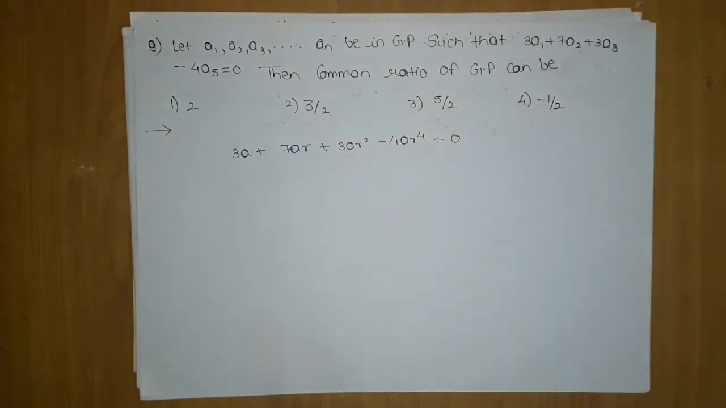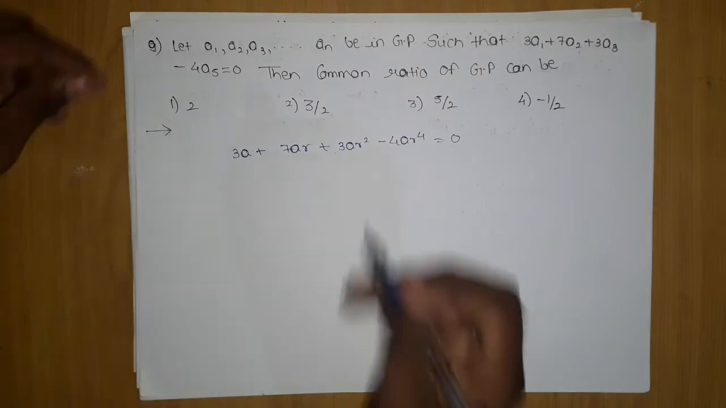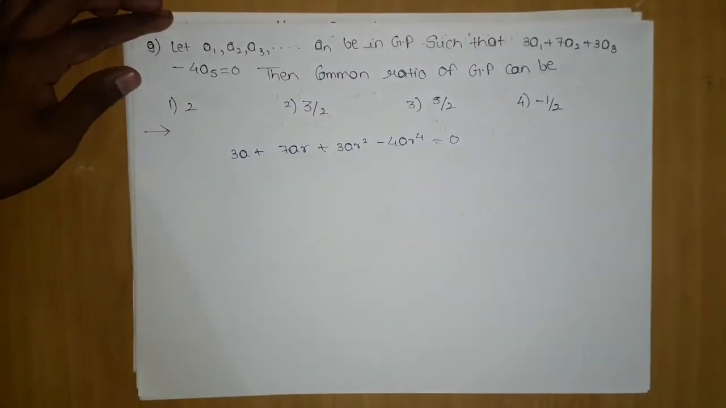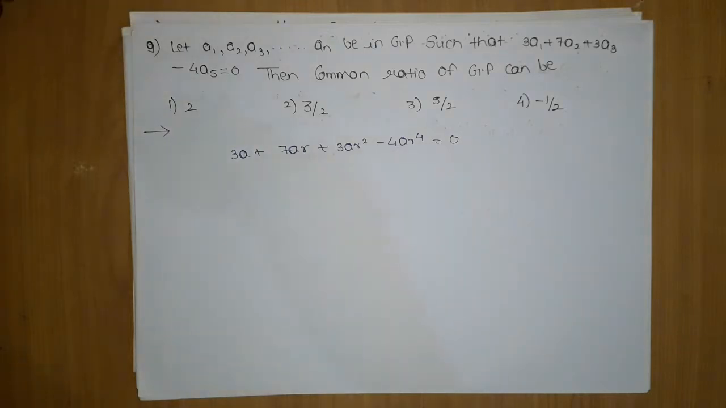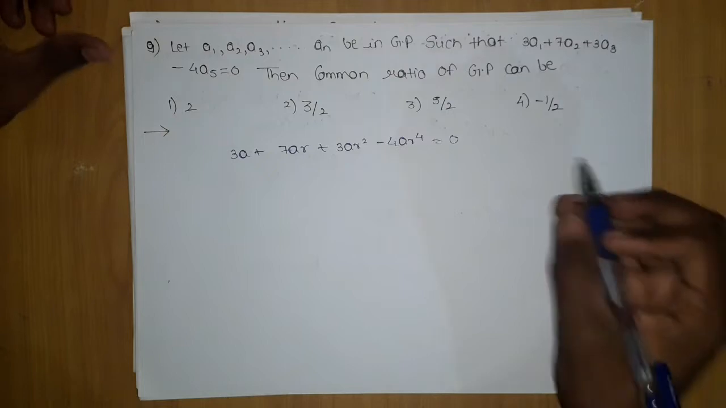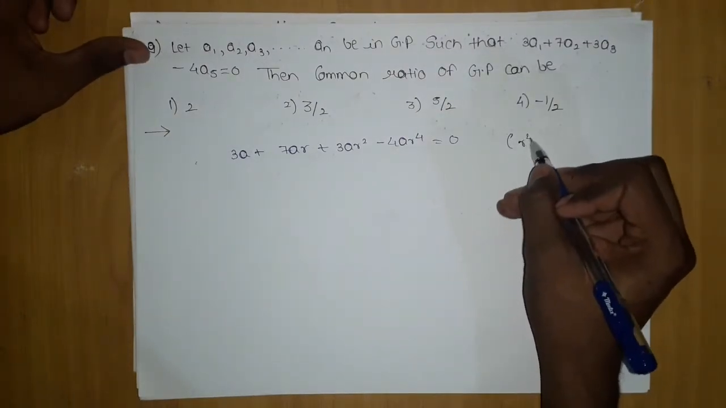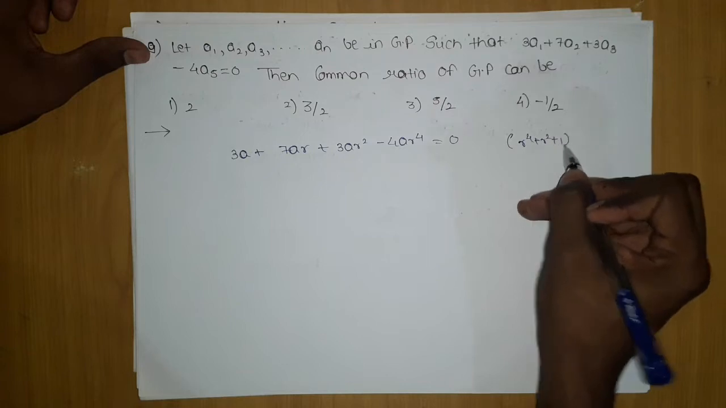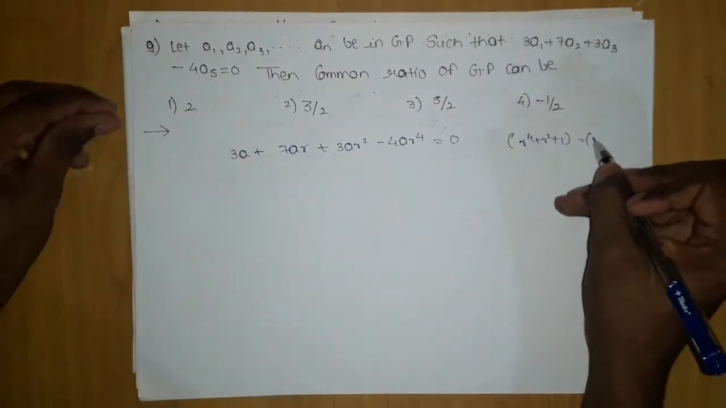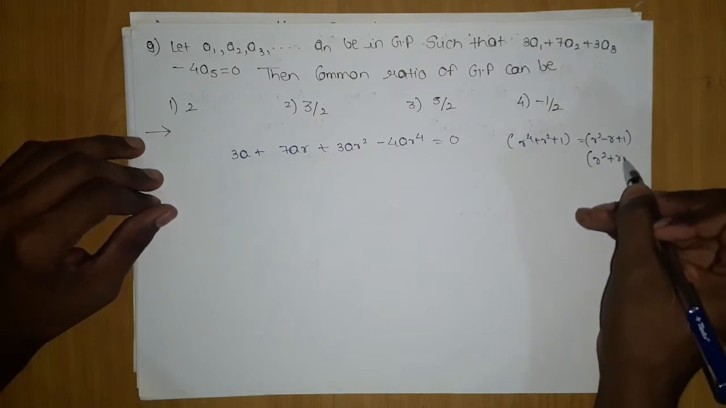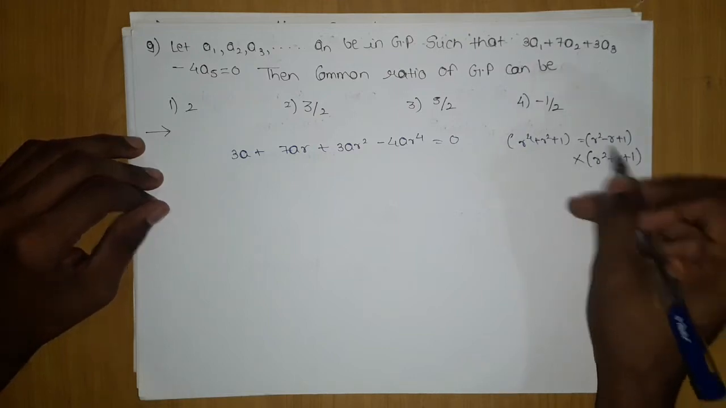Now we want to get the common ratio. Getting the common ratio is our main task. Now here the twist comes. One thing which I told you in the VN series, which many teachers told, is that r raised to 4 plus r square plus 1 is nothing but r square minus r plus 1 into r square plus r plus 1. They both are multiplied.